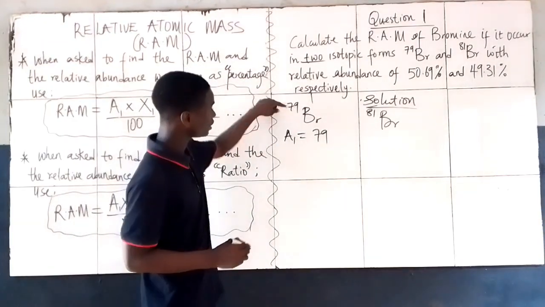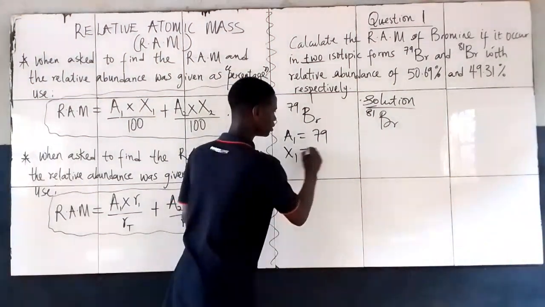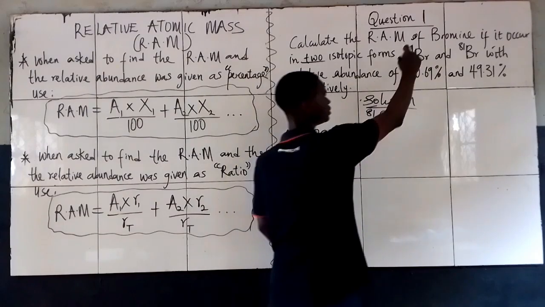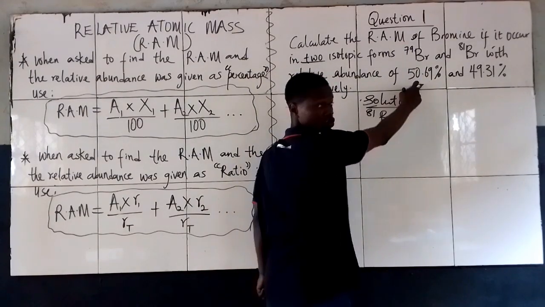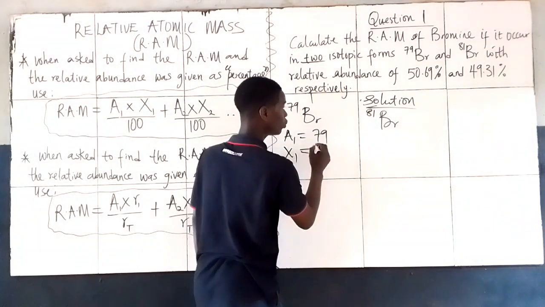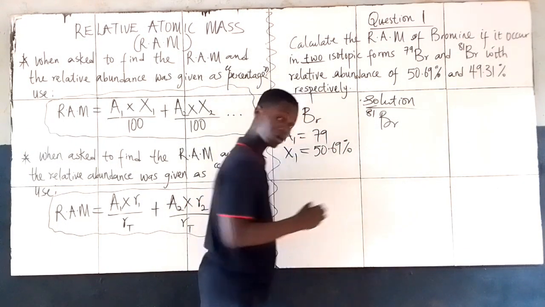79. Is it not? Because it's the A, which is at the top. Now, what is the percentage X1 of this guy? You observe it. They said respectively, this come first and this come first. So this is the percentage that will go with this. So write 50.69%. I hope that is clear.